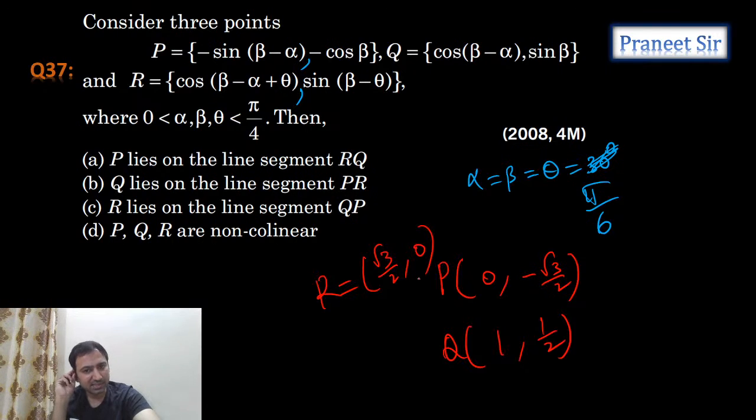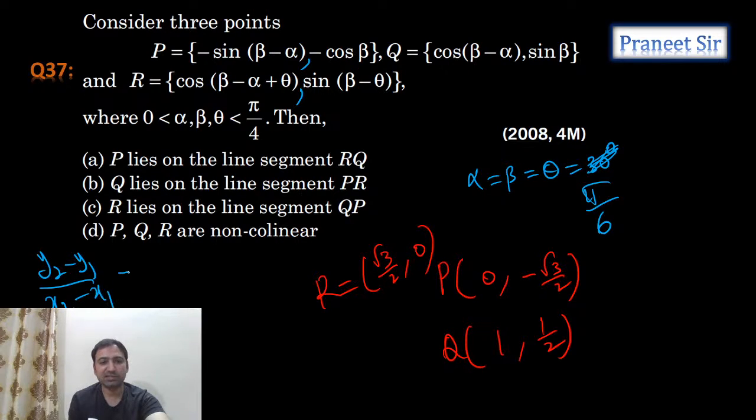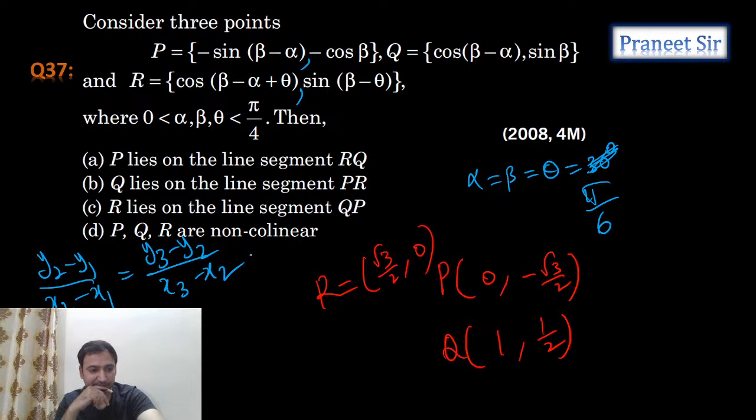So tell me, guys, are all these 3 points collinear or not? How to check whether they are collinear or not? Is there any condition for 3 points to be collinear? We can use this condition, guys: y2 minus y1 by x2 minus x1 equals y3 minus y2 by x3 minus x2. We equate the slopes. We can use this slope condition. Correct, the slope should be the same. Area 0, anything is fine.